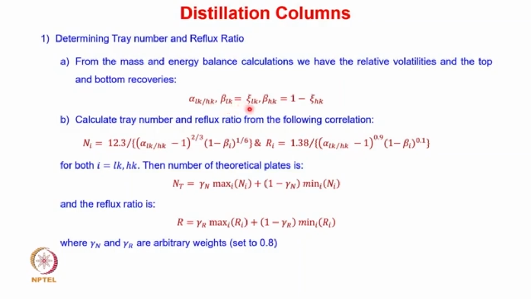And Blk is nothing but zeta Lk, which is the split fraction of the light key component. Similarly, beta Hk is the split fraction of the heavy key component. So these values are already known from the material and energy balance. We can use these split fractions and relative volatility in the correlation. So this correlation we can use here.